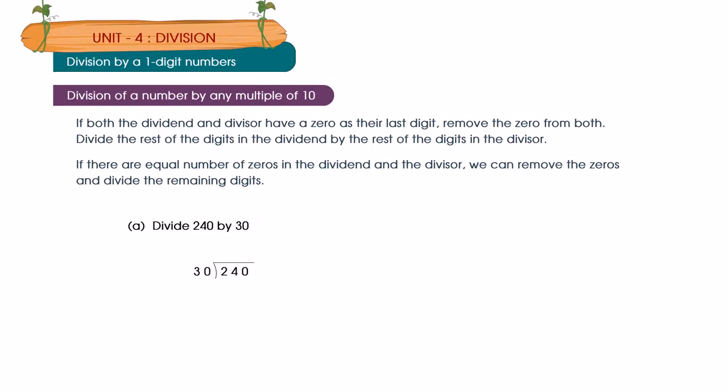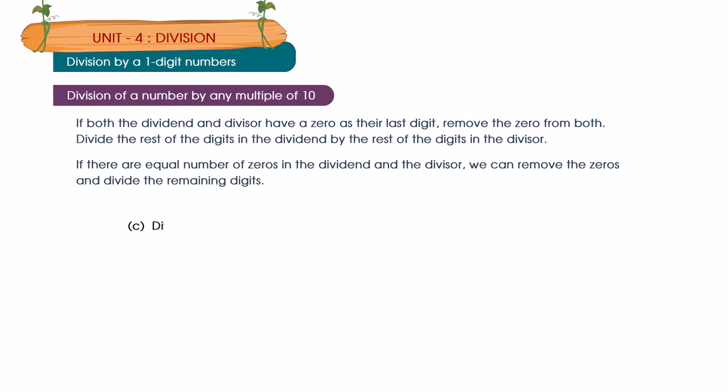240 divided by 30 gives 8 as the quotient and 0 as the remainder. B. Divide 2400 by 300. 2400 divided by 300 gives 8 as the quotient and 0 as the remainder.